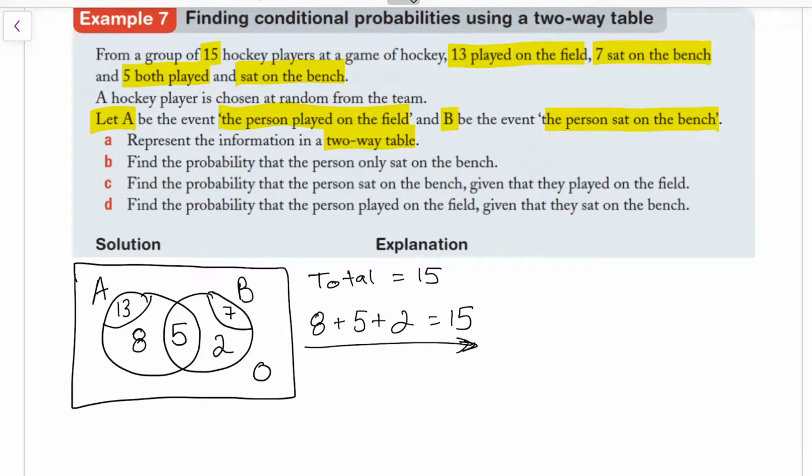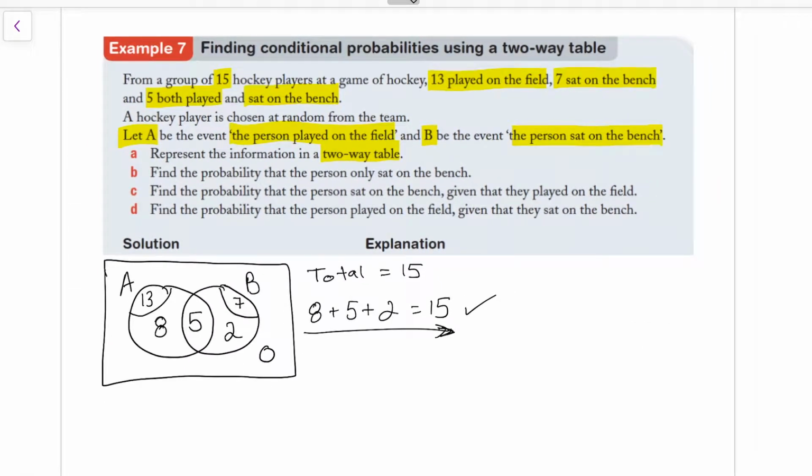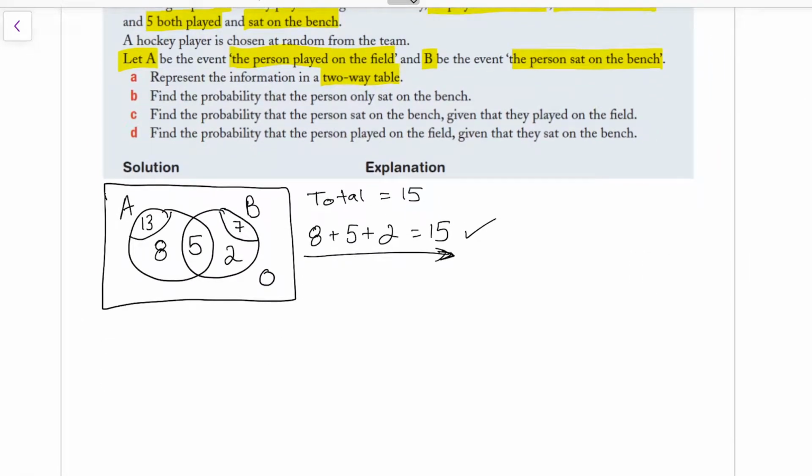So you check your numbers, make sure that they add up to that total of 15, then you know you're on a winner. So this could just be a little rough drawing for you if you feel more comfortable doing the Venn diagram first. Now normally in a test situation, we do provide the table for you if we ask for a two-way table, just to save a bit of time.